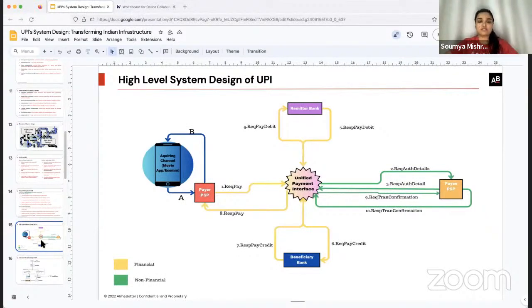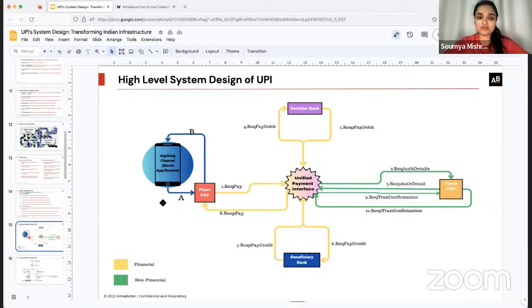Okay, let's proceed. So now let us see a very high level system design of UPI, how UPI works. If you can see my screen, this mobile on the left-hand side is that of the person who is initiating a fund transfer. When you initiate a fund transfer, the payer's PSP is called. PSP is nothing but the payment system platform.